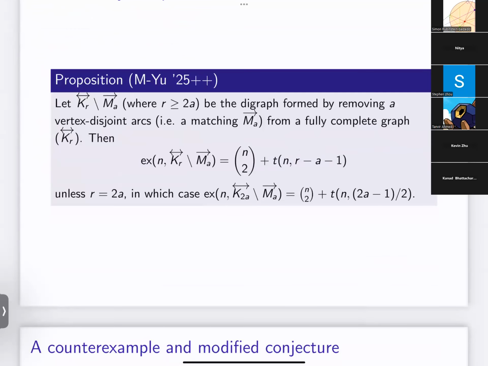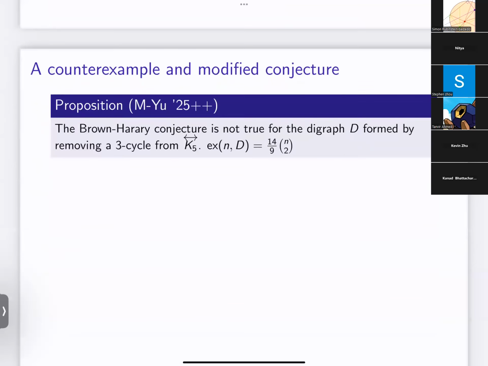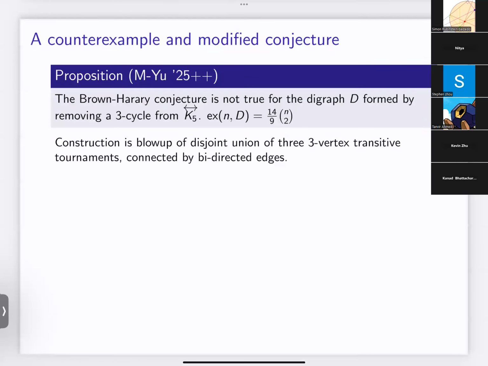All right, so maybe that's some good evidence for the conjecture. Unfortunately, you can also see, because my scrolling has gone, that this conjecture is actually false. You can check that it's false because it doesn't hold for the digraph D formed by removing a 3-cycle from a fully complete 5-vertex graph. We just compute what the extremal number is for this. We can do this using flag algebras, and there's also some analytic approach.